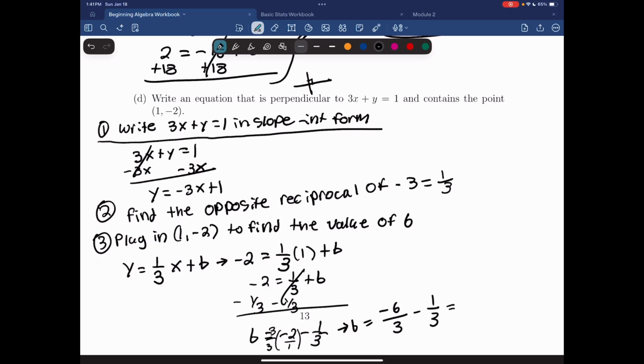And now, since we have common denominators, all we have to do is find the difference of our numerators. So -6 minus 1 is -7/3. That's our value for b. So our final answer for this example is y equals 1/3 x minus 7/3. And that's your final answer.